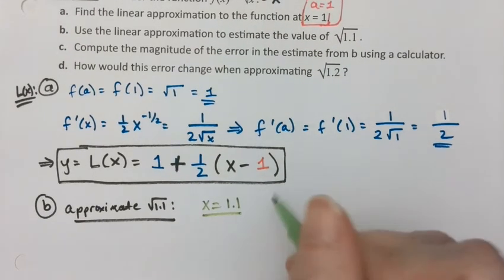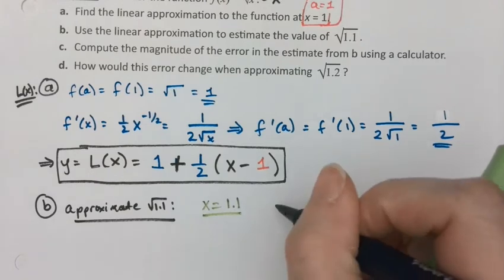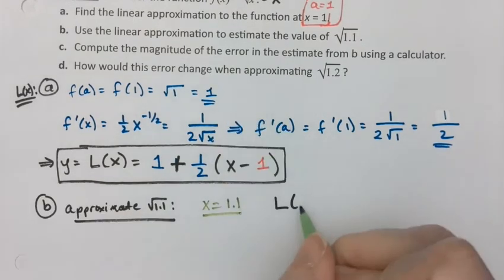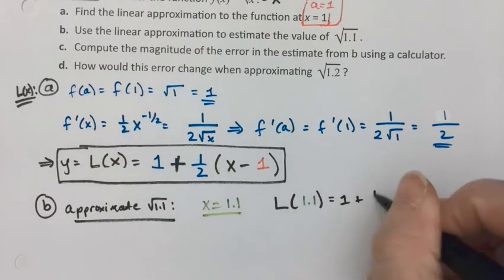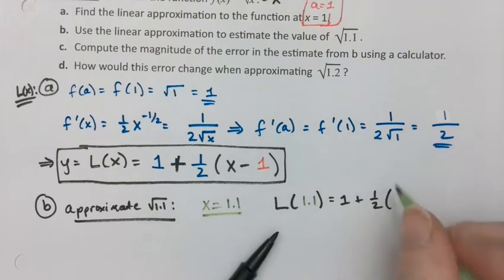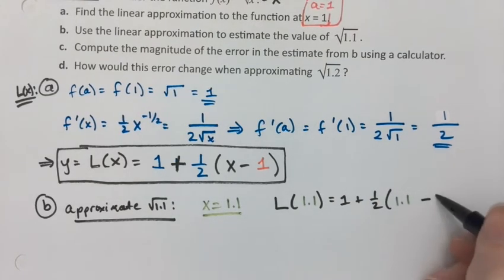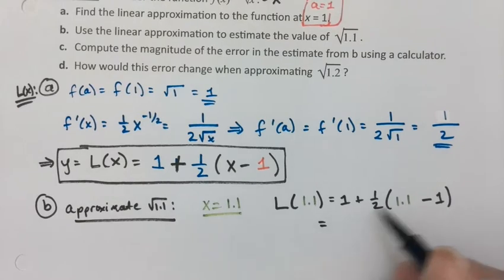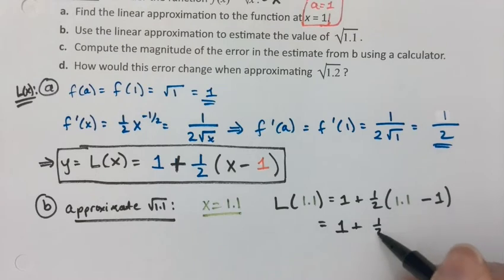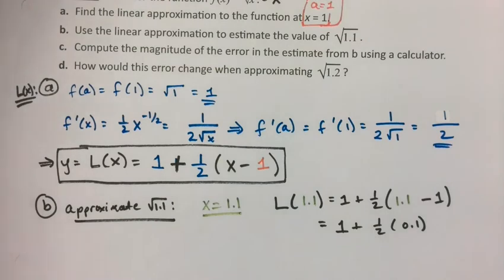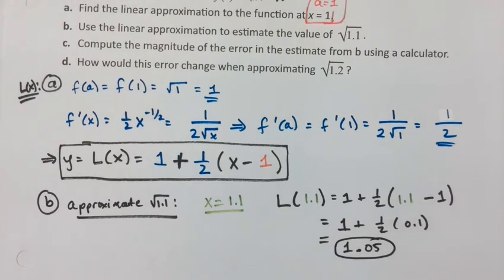Okay, so then I'm going to use the function value that I found up above. I'm going to say L of 1.1 is equal to 1 plus 1/2 times 1.1 take away 1. And I'm using the L of x I came up with. All right, so that's 1 plus 1/2 times 0.1, so that'd be 0.05. So this would be equal to 1.05.